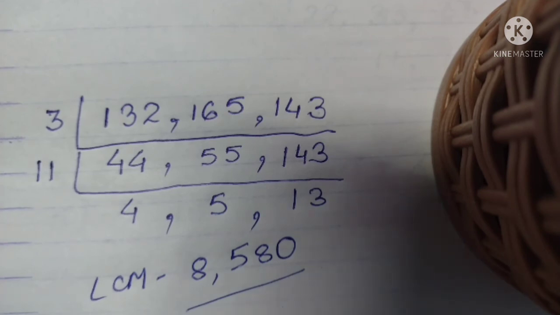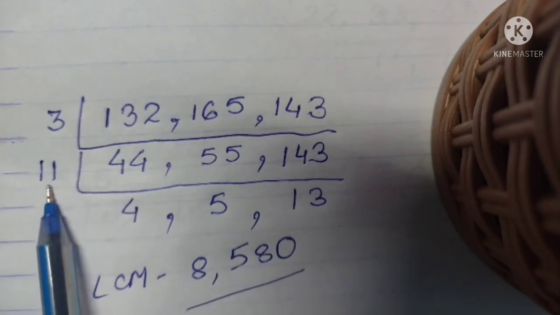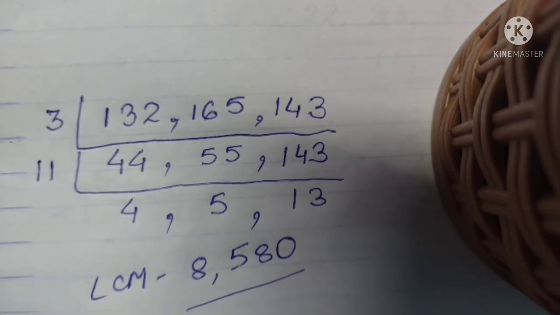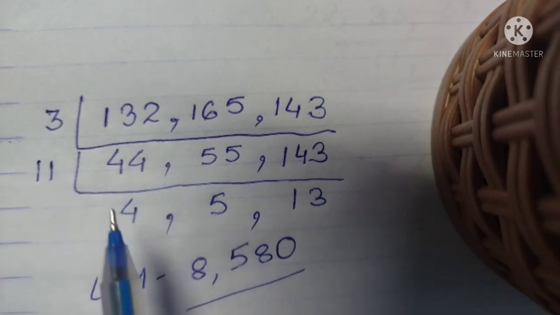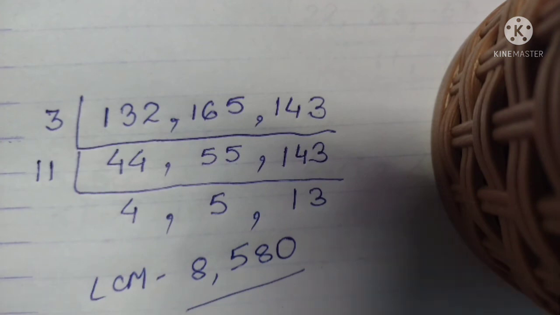Now, one thing you must have noticed is that I have multiplied the bottom numbers. I have not multiplied 11 first. I have multiplied 3 and then 11. So that is not the fixed method. You can multiply any number first, whichever seems easier. You can multiply 11 and 3 first also. The answer will be the same if you do it correctly.